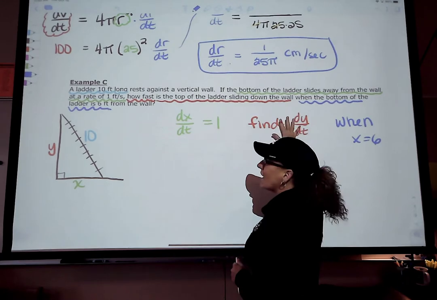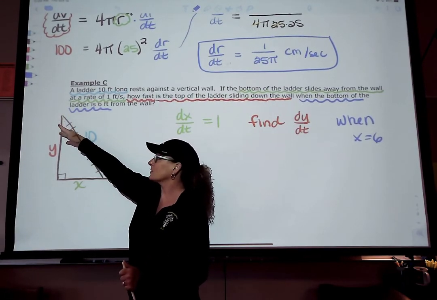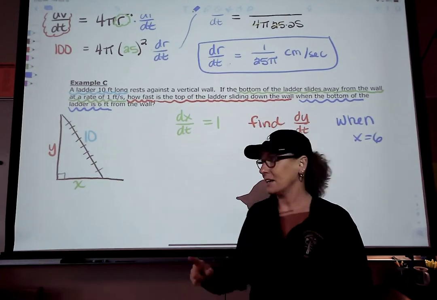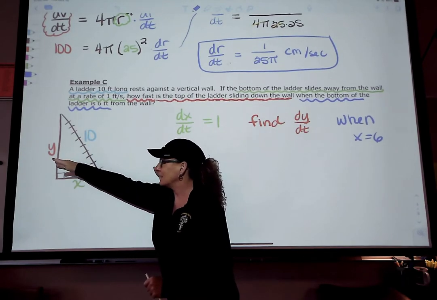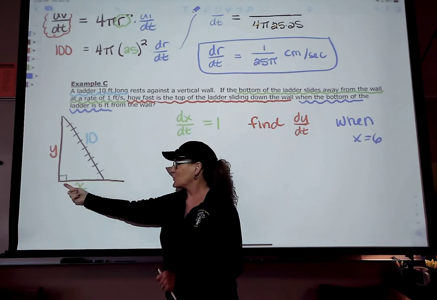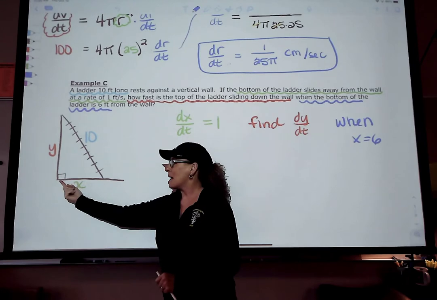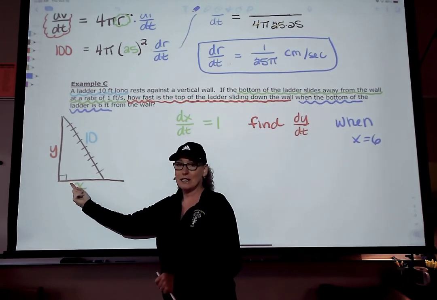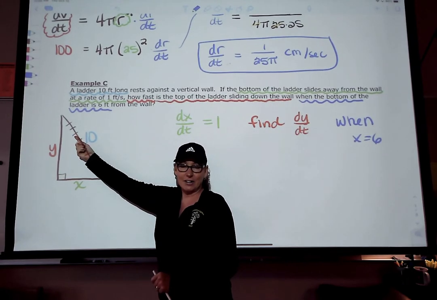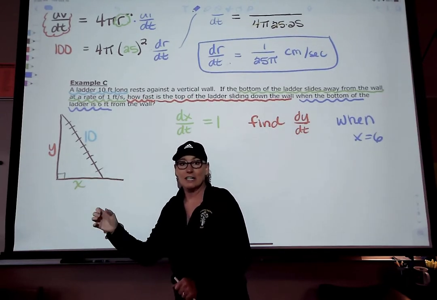So dy dt is changing. dy dt is slow at first. dy dt is fast at the end. We want to find it. How fast was this sliding down? How scary was it for this person on this ladder when this was 6 feet away? I bet when it was 1 or 2 feet away from the wall, there wasn't that much panic going on for the guy on the ladder. But the farther away it gets, the faster it's sliding down the wall, and you're like, oh crap.